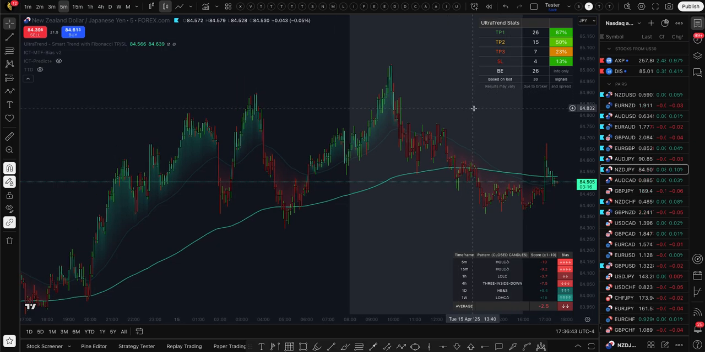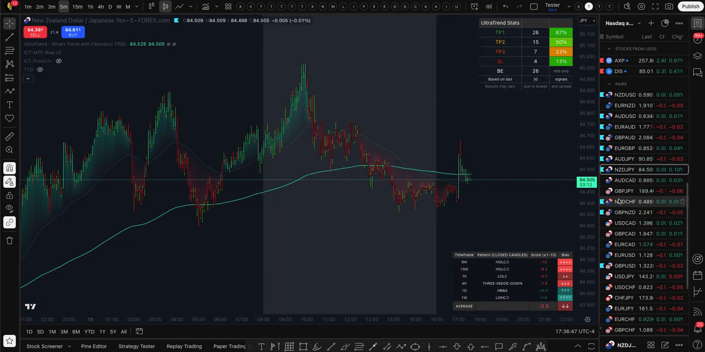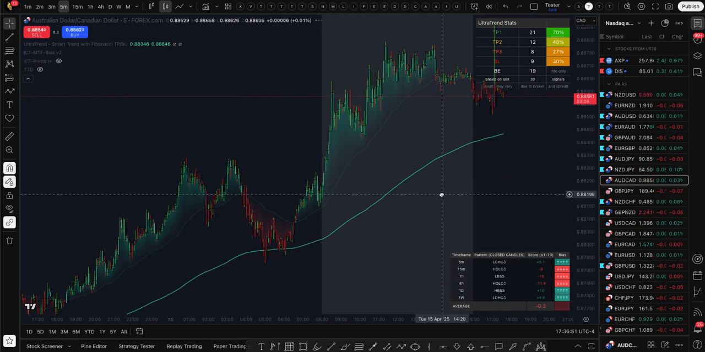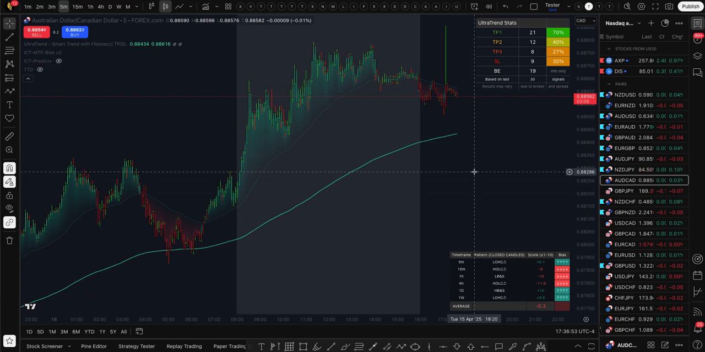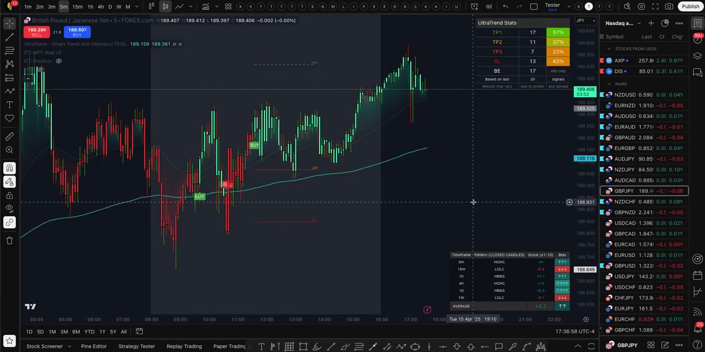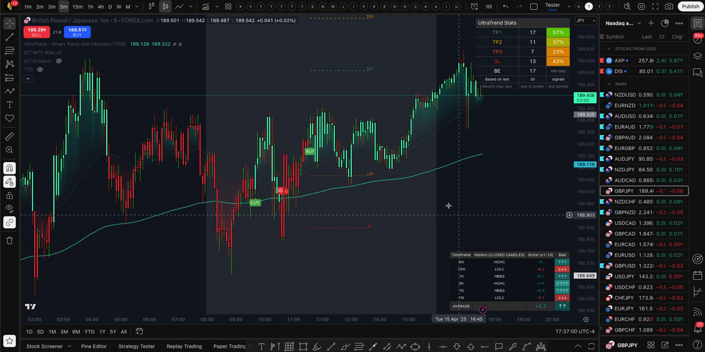NZD JPY was also nice right here, 87% of the times. Wow, but no signals in there. OddCat, again, look at what's happening right here. We did not get any signals. The price did push, but we did not get any signals on the 5 minute. Remember that my favorite time frame is the 5 minute.